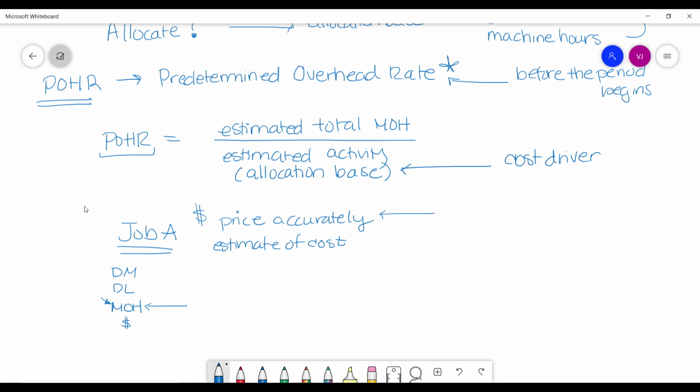Also, overhead costs can fluctuate seasonally depending on what time of the year it is. So that's why POHR is also used for that purpose.